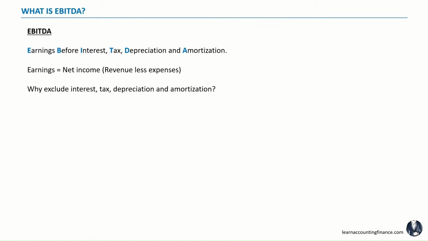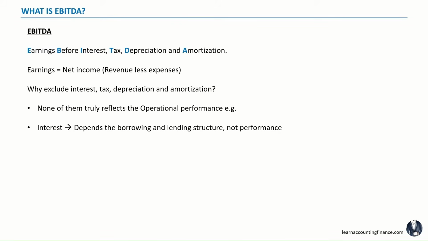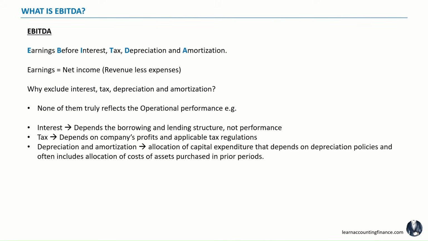But why are they excluded? Well, this is because none of them truly reflects the operational performance. For example, interest depends on the borrowing and lending structure, not the operational performance. It does not have much to do with the business itself, but with the funding needs of the organization. Similarly, tax depends on the company's profits, but also the applicable tax regulations. So a similar company in two completely different regions or countries may have different tax expenses. So it does not really reflect the operational or business performance.